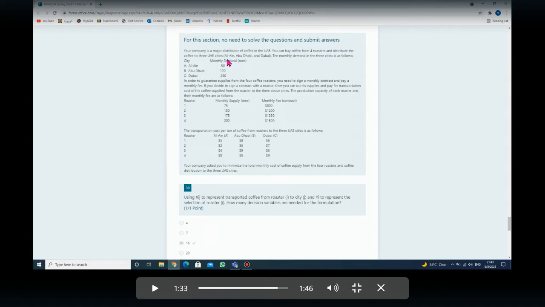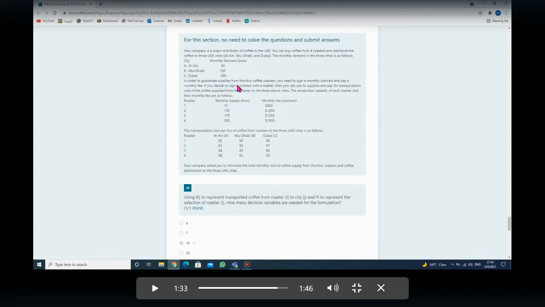The cities are Al Ain, Abu Dhabi, and Dubai. The monthly demand in these three cities is as follows: 50, 120, and 180. The cities are identified as A, B, C. Just remember that A, B, C are the notation for the city.